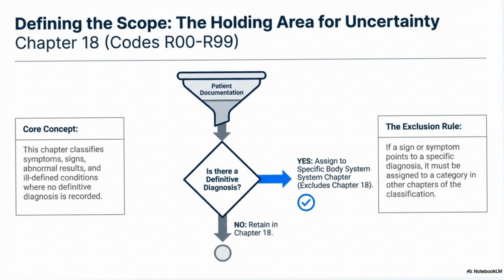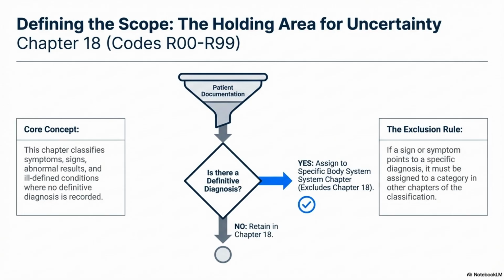Let's get started. So let's begin with the big picture. Chapter 18 is designed for situations where the provider documents symptoms, signs, or abnormal findings, but hasn't yet confirmed the underlying cause. The key question you always ask is, do we have a definitive diagnosis? If the answer is yes, we leave Chapter 18 and code the diagnosis from the appropriate body system chapter. If the answer is no, meaning the provider hasn't established a cause, then we stay right here in Chapter 18 and code the symptom. It's a simple decision tree, but it's the foundation of this entire chapter.